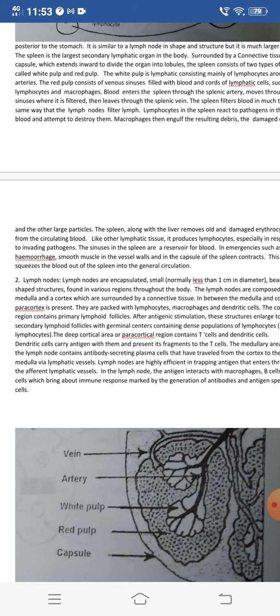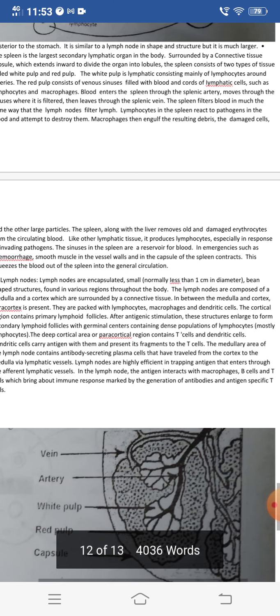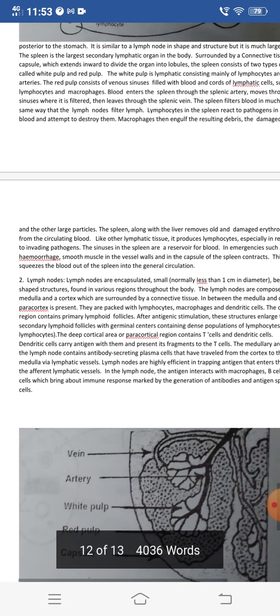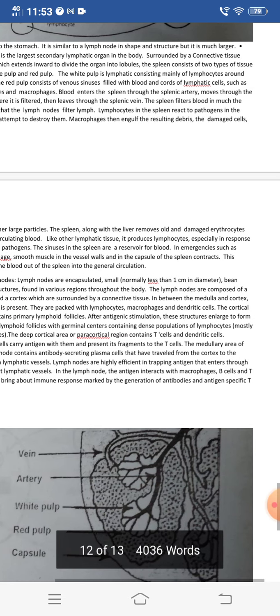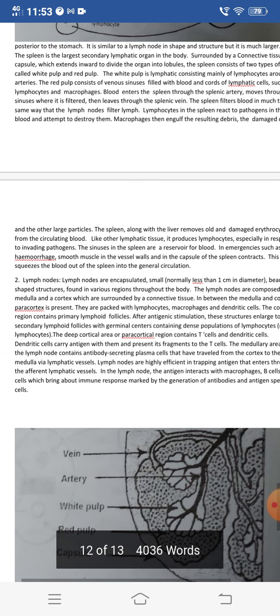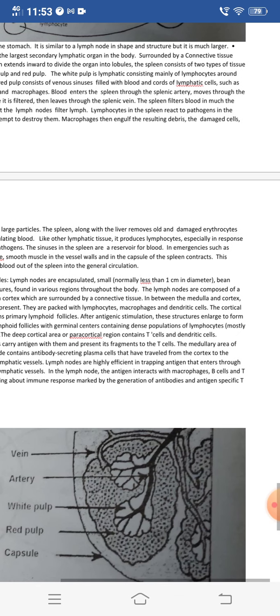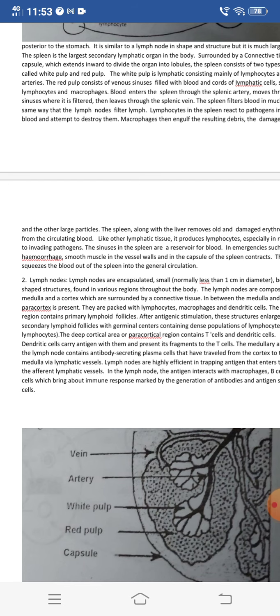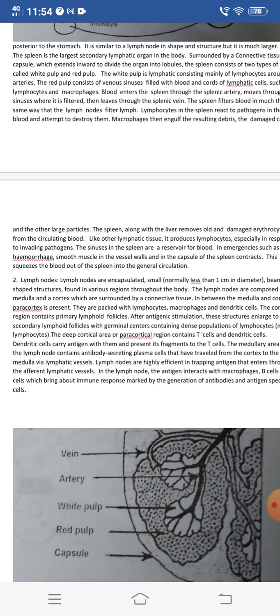The medullary area of the lymph node contains the antibody secreting plasma cells that have traveled from the cortex to the medulla via lymphatic vessels. Lymph nodes are highly efficient in trapping the antigen that enters through the afferent lymphatic vessels. In the lymph node, the antigen interacts with the macrophages, B cells and T cells, which bring about the immune response marked by the generation of antibodies and antigen-specific T cells.